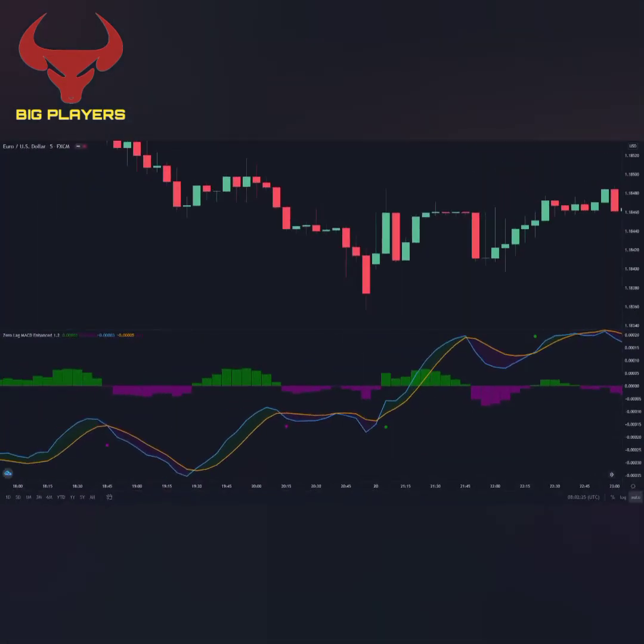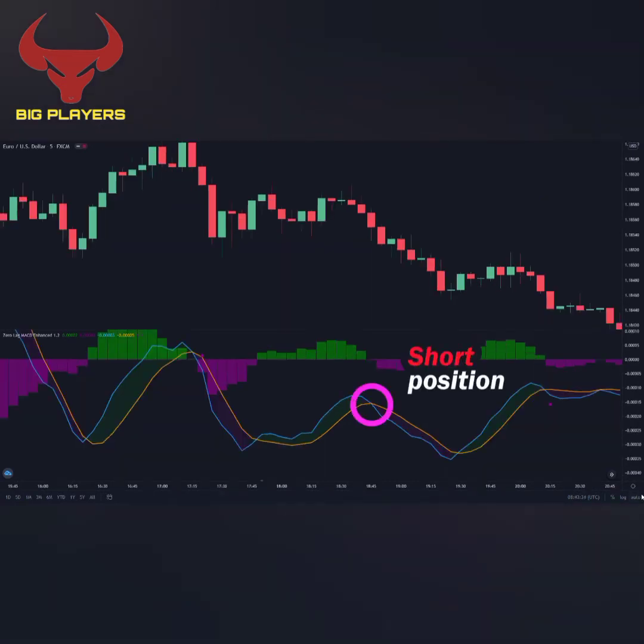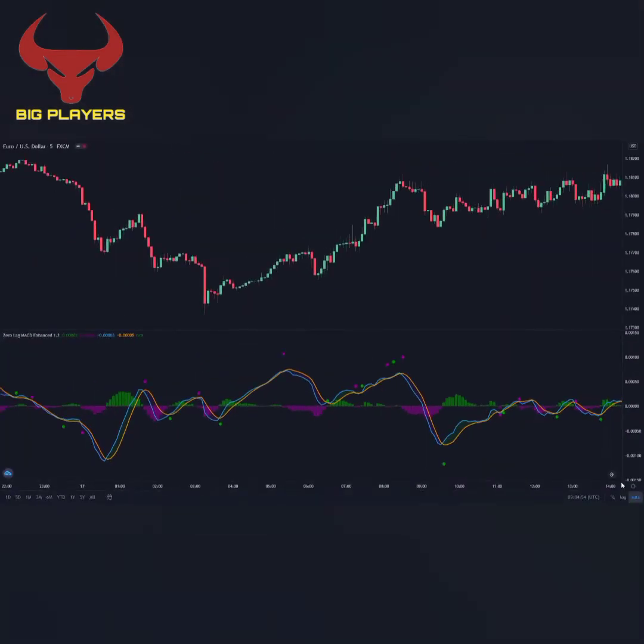So the way we read this indicator is almost like a normal MACD. You take a long position when the blue line, the MACD line, crosses upwards through the orange signal line. And you take a short position when the blue MACD line crosses downwards below the signal line. But in this indicator, it does not matter if it's above or below the baseline. The lines can be in any position as long as it crosses over.